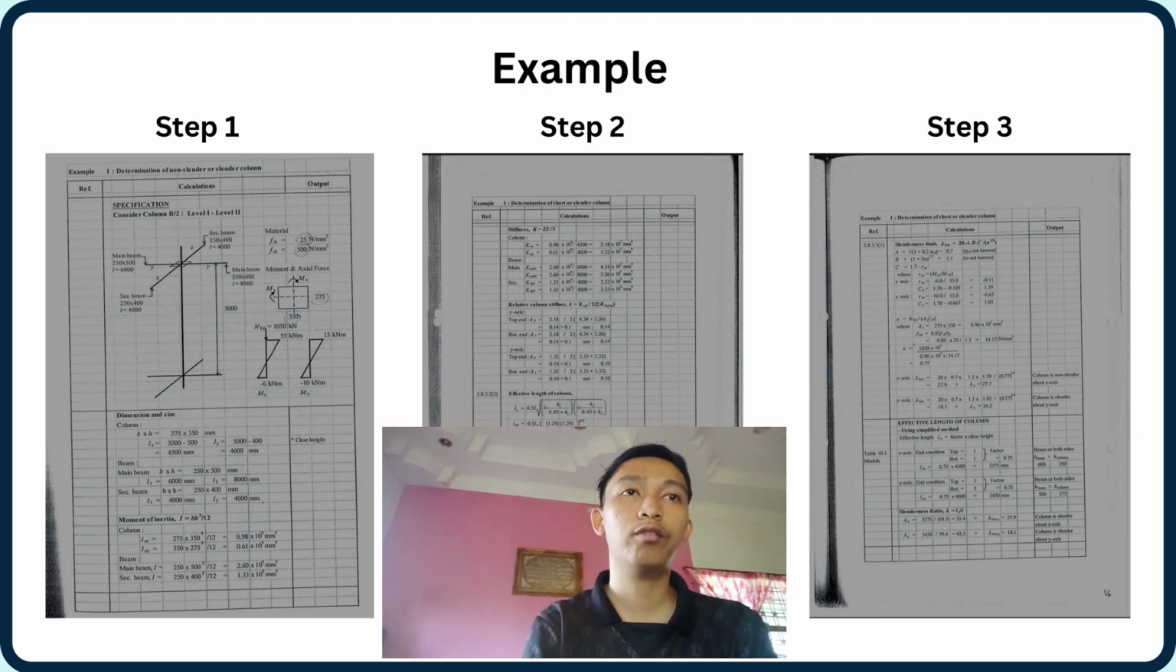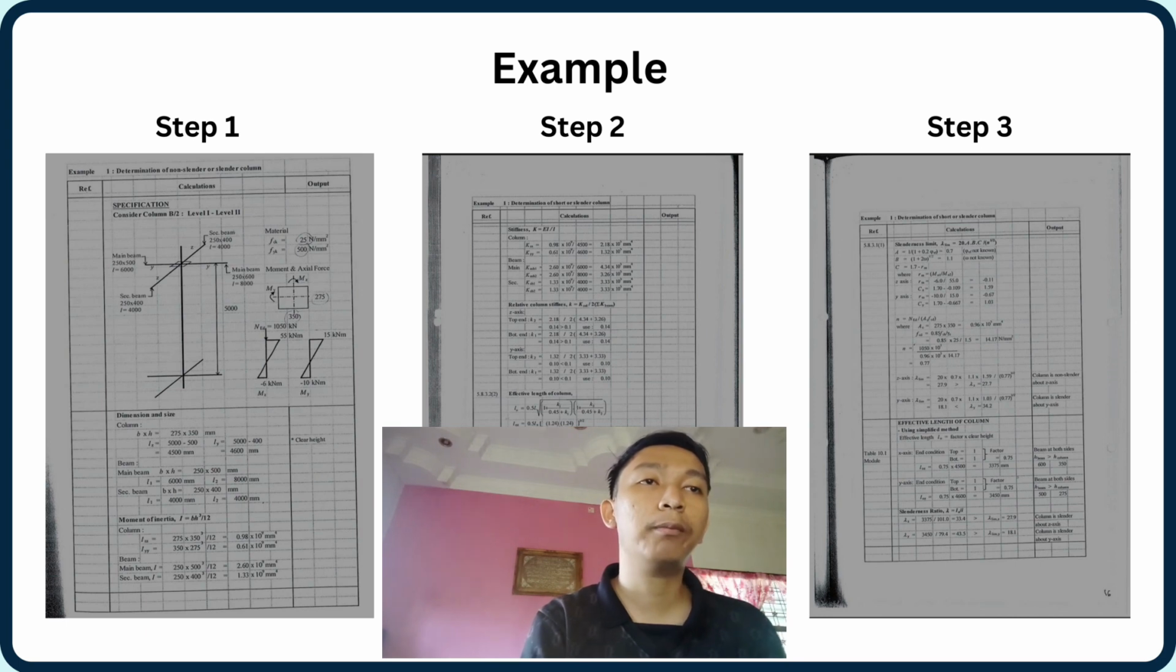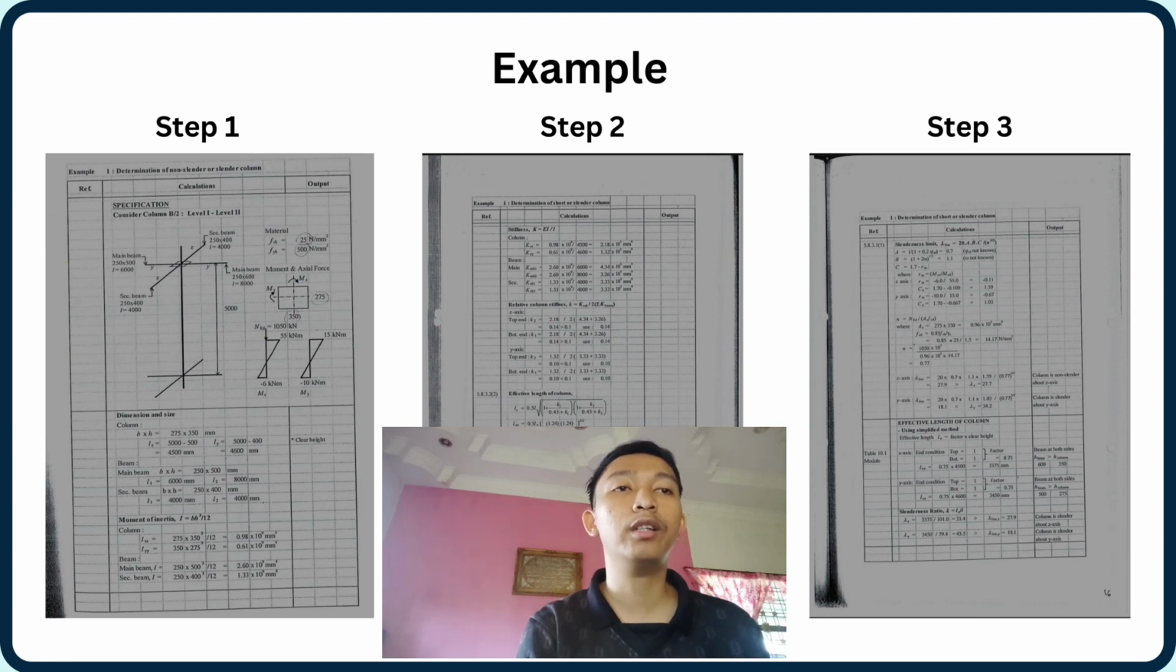which is 4000 mm. For moment of inertia, I equals BH to the power of 3 divided by 12. Column IZZ, we get 275 x 350 to the power of 3 divided by 12, which equals 0.98 times 10 to the power of 9 mm4. For IYY, 350 x 275 to the power of 3 divided by 12, we get 0.61 times 10 to the power of 9 mm4. For the beam, main beam size is 250 x 500 to the power of 3 divided by 12, we get 2.60 times 10 to the power of 9. Secondary beam, 250 x 400 to the power of 3 divided by 12, we get 1.33 times 10 to the power of 9 mm4.